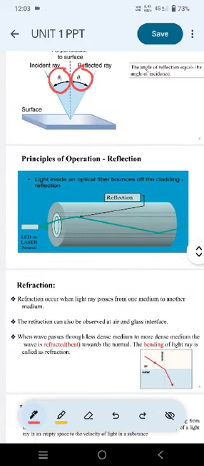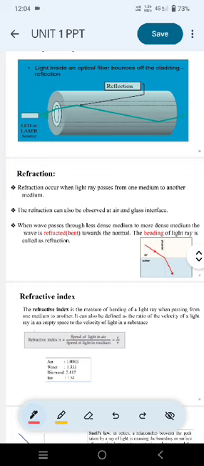Next one, refraction. Refraction means when the wave passes from a less dense medium to a more dense medium, the wave gets refracted. Refracted means it gets bent, or it can change direction from the incident ray. So this is known as refraction.